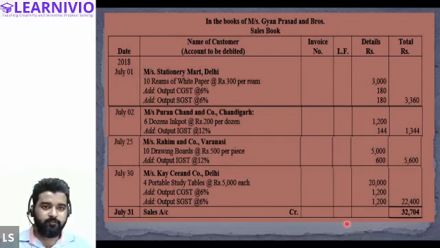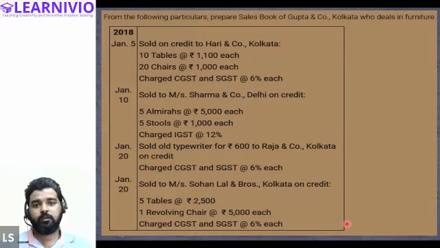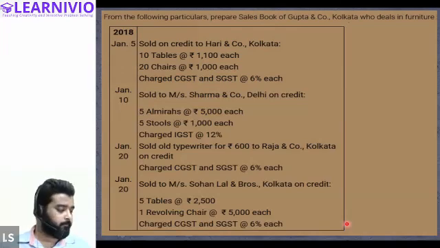Considering this, we will also do one more question. This is the question, and please start doing this. From the following particulars, prepare a sales book. Yes, sir. And this time, Gupta and Company deals in furniture and operates from Kolkata.